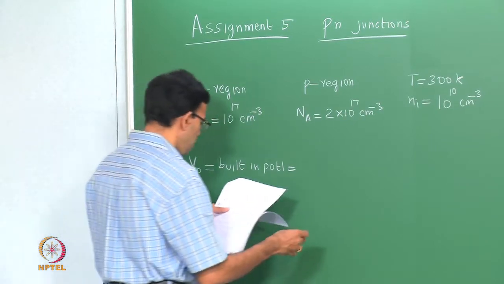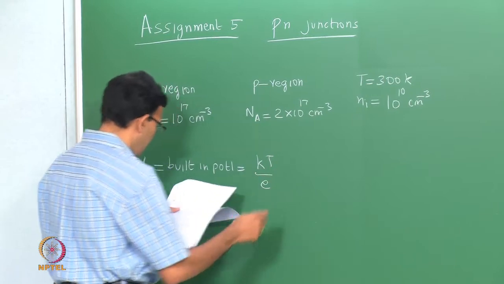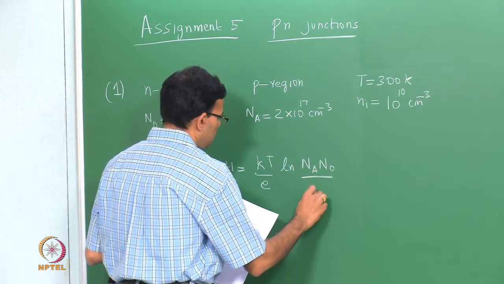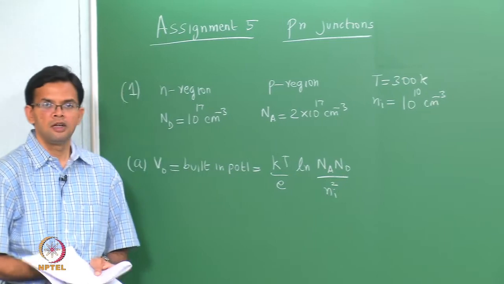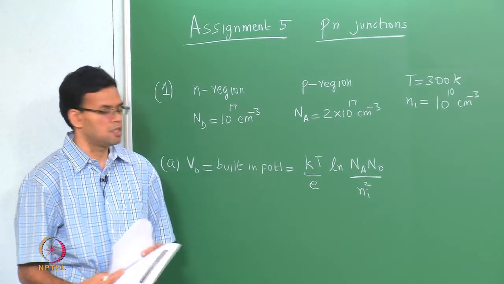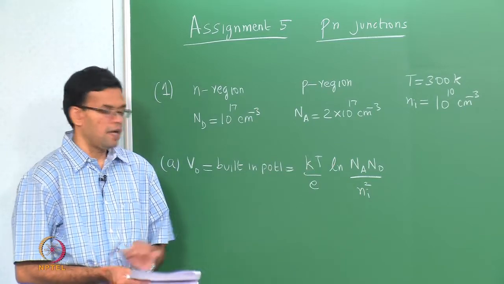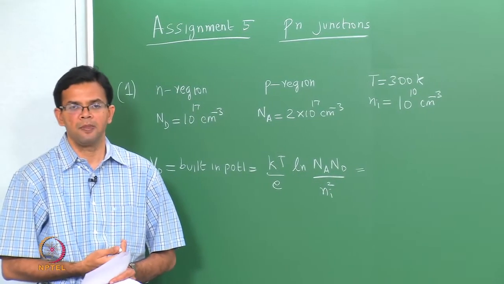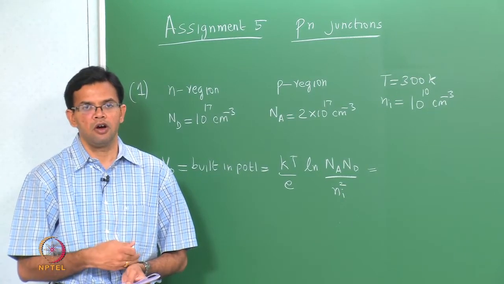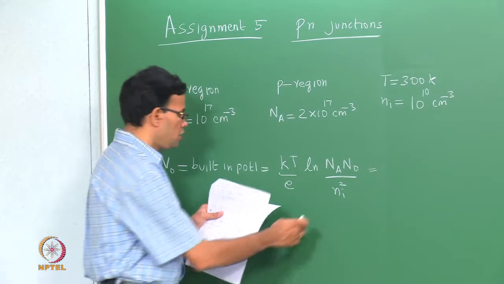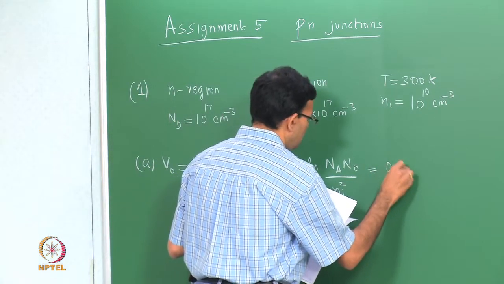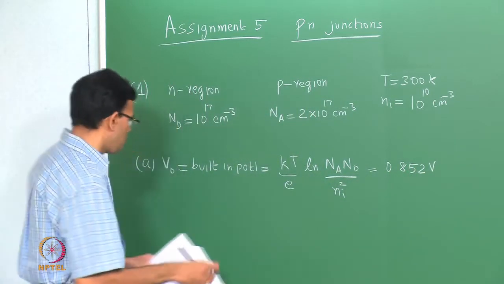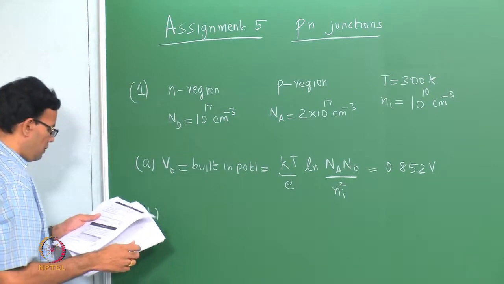So, this built in potential is nothing but kT over e ln of NA ND over ni square. This is just a direct substitution of the numbers. NA and ND are given. ni square is also given. If ni is not known, you can always calculate ni from the band gap and the effective density of states or the effective mass of the electrons and holes. So, you can just plug in the numbers and the answer is 0.852 volts.